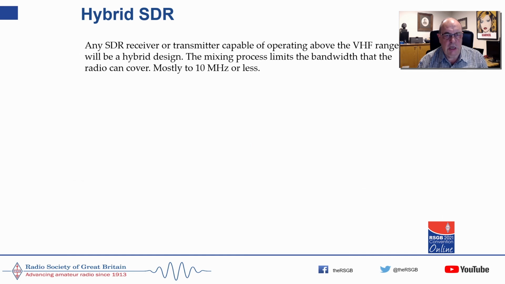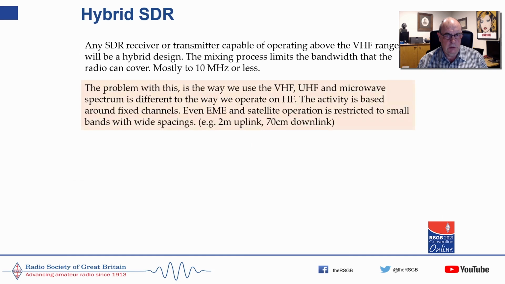Any SDR radio that's capable of operating in the VHF or UHF range will be a hybrid, and that limits the bandwidth that the radio can cover. Most of them are about 10 megahertz. Some of them are a little bit wider, like that ELAD. The problem with this is the way that we use the VHF, UHF, and microwave spectrum is different to the way we operate on HF.